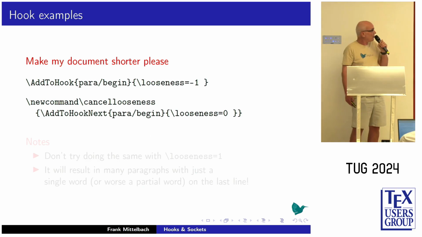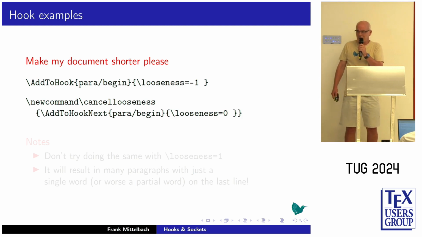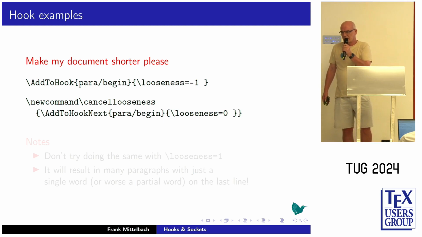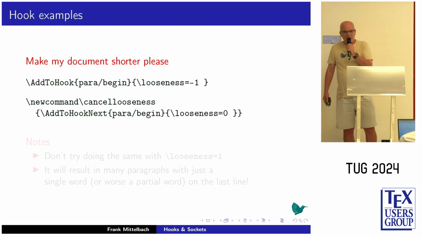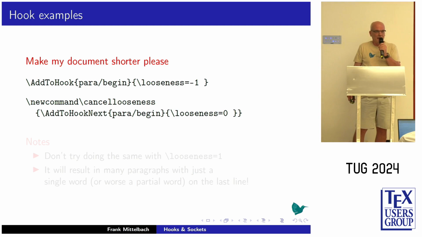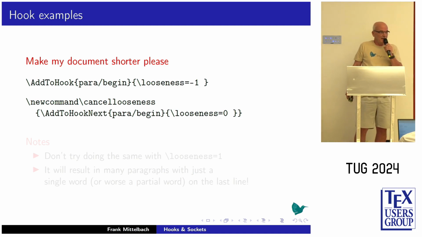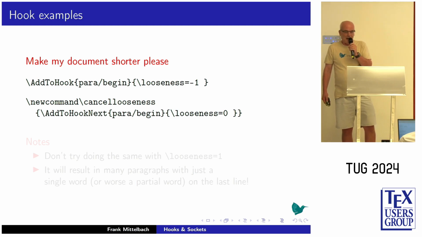This is another example, completely different. If you are in the need to get more words into your document because you're only allowed to have 4 pages in your proceedings article, or 10 pages or whatever, you can try to make every paragraph run as short as possible. So what I do here is basically say at the beginning of a paragraph, set the looseness to -1. And that's the first hook. It's adding to the begin paragraph hook.